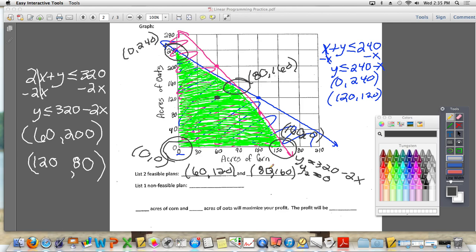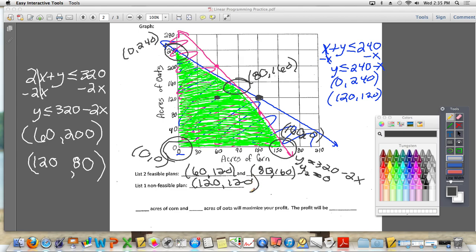All right, I need one point that is not feasible. A non-feasible plan. Go ahead, Victor. 120. So I go over to 120, I go up to 120, I end up right here. Is that feasible? It's not in the green part. Not feasible. So I'm going to list it as not feasible.